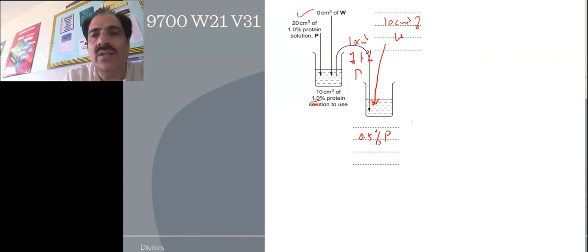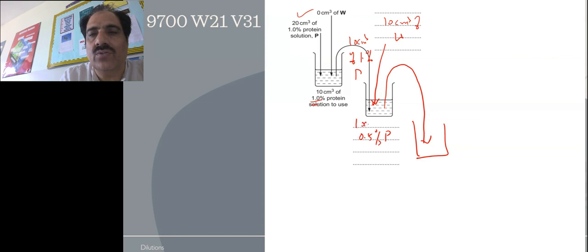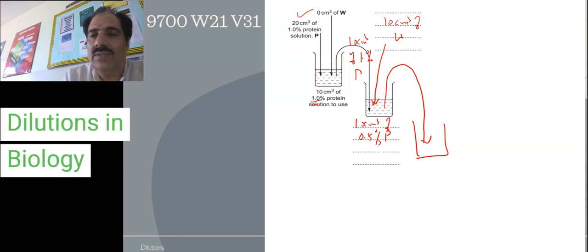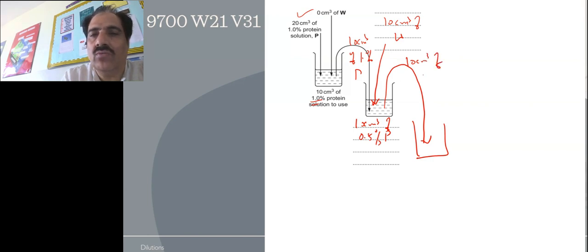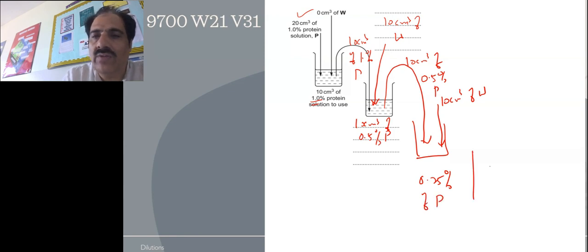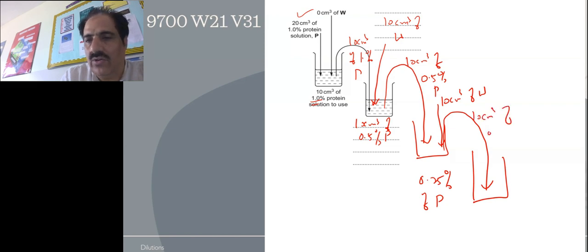So this will become 20 centimeter cube of, now half of 1% is 0.5% protein solution. Out of this, we'll take 10 centimeter cube out. So we'll be left with 10 centimeter cube of 0.5% solution. So we have taken 10 centimeter cube of 0.5% P, and to this we add 10 centimeter cube of water. So the concentration now will be half of 0.5, which is 0.25% of P. So continuously we will keep on doing this.